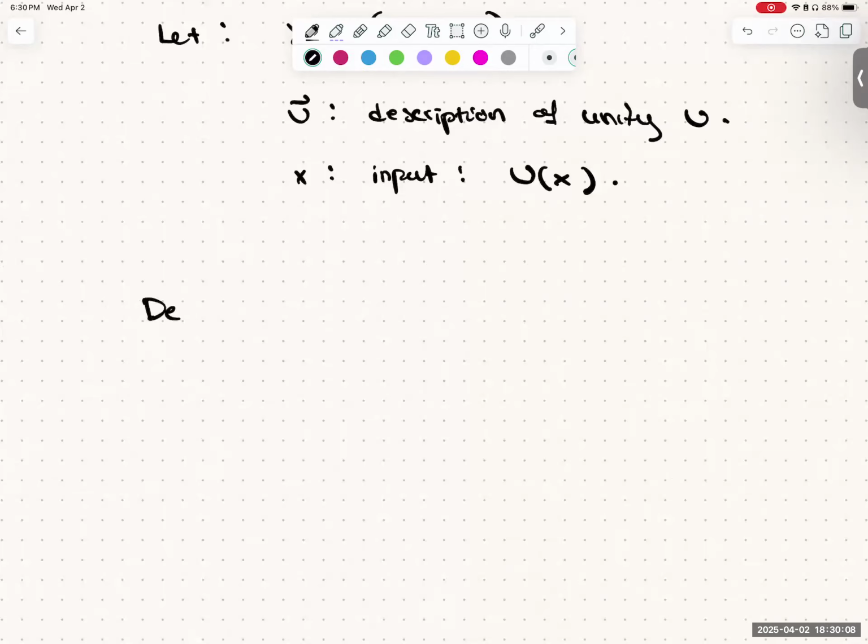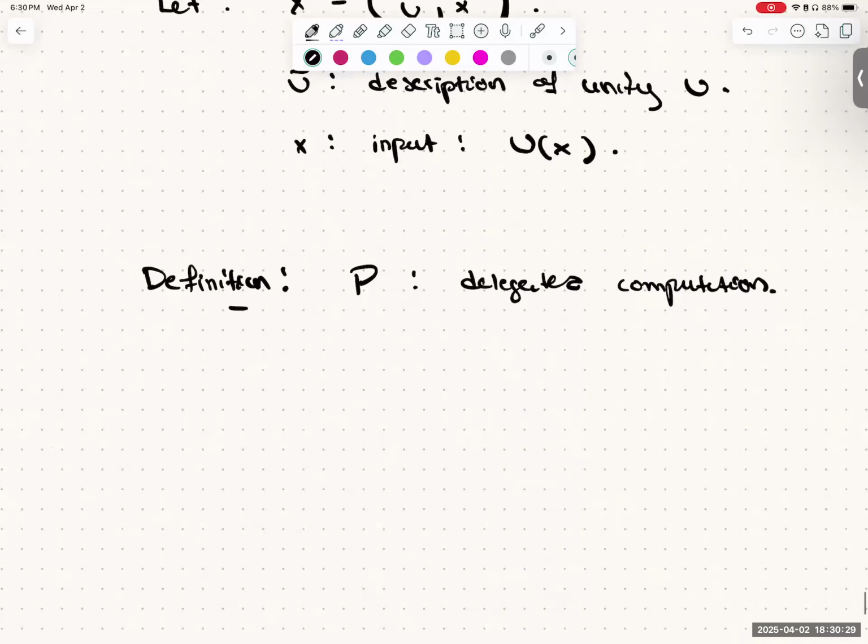So also, we say that P is a delegated computation on input X. This is capital X. And L of X is a function of the input.